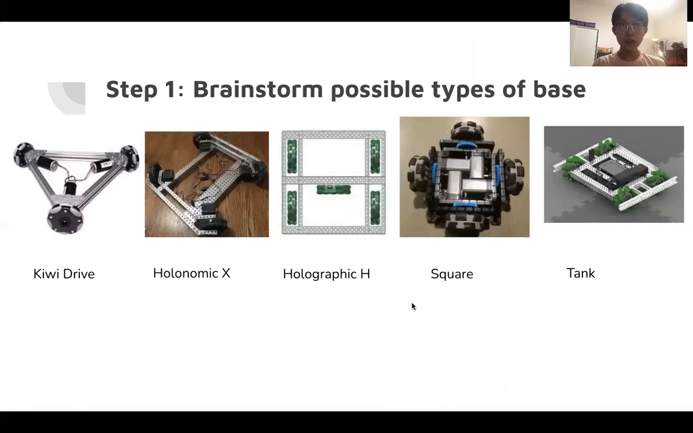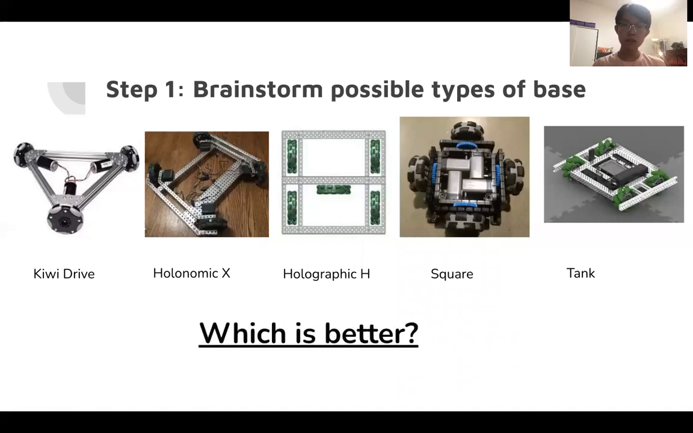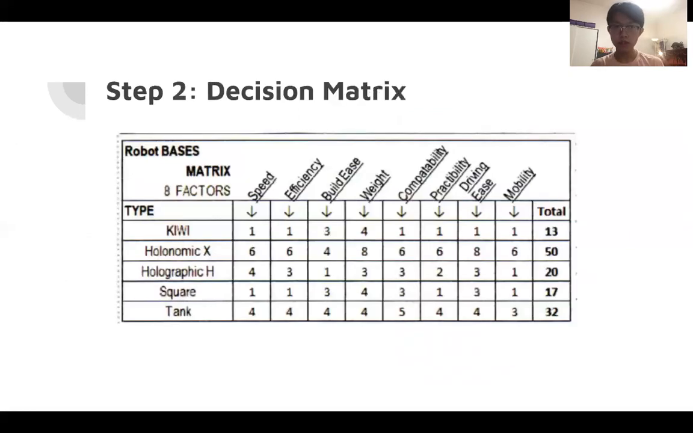So for our generate concept engineering design step, the first step is to brainstorm possible types of bases, since I want to focus on that. So the 5 types of bases that our team came up with are Kiwi Drive, Holonomic X, Holonomic H, Square, and Tank. But my question is, which is better? So that is when the decision matrix comes into play.